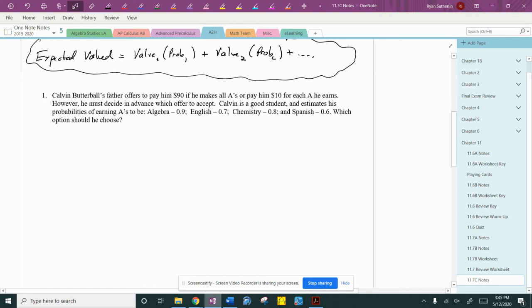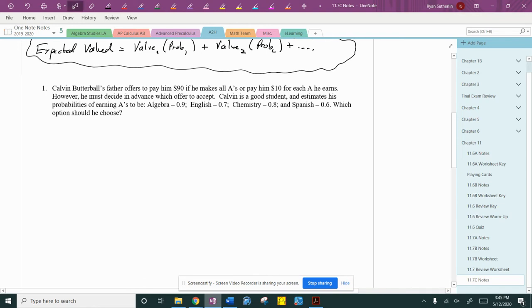Calvin is a good student and estimates his probability of earning A's to be 0.9 in algebra, 0.7 in English, 0.8 in chemistry, 0.6 in Spanish. Which option should he choose? So let's go through and figure out his expected value for each option. The first one is if he gets all A's.